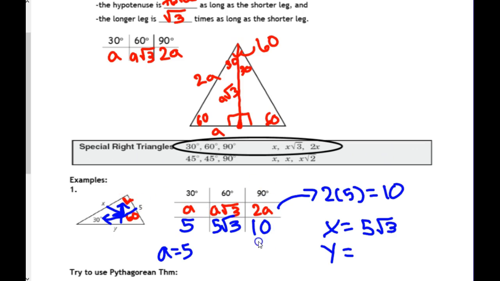90, so 90 is 10. So that's the easier one. Given the side across from 30, you plug that in and get the answers. Okay?